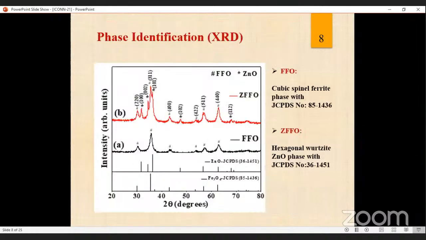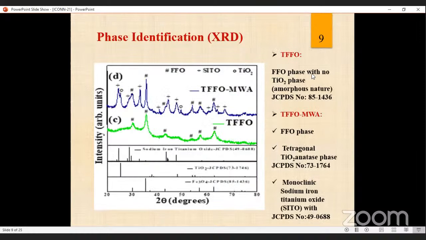This is the XRD pattern for FFO and ZFO. For FFO, you can see the corresponding JCPDS files here. This is the FFO XRD pattern, and this is the ZFO XRD pattern of the nanocomposite. We can see that we have got the pure phase for FFO, that is cubic spinel, and for ZFO, hexagonal bullseye. But coming to TFFO, we can see there is another impurity phase, which is because of sodium iron, that is monoclinic sodium iron titanium oxide.